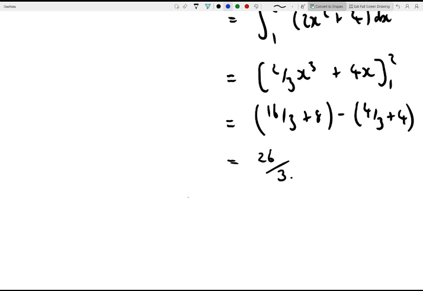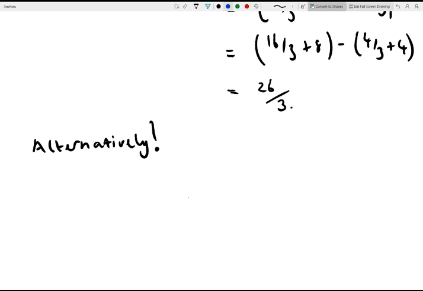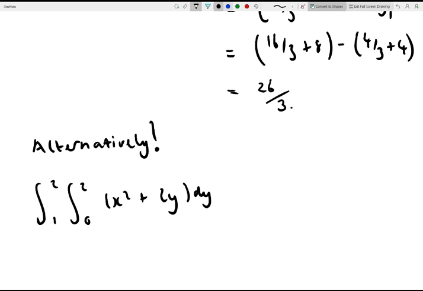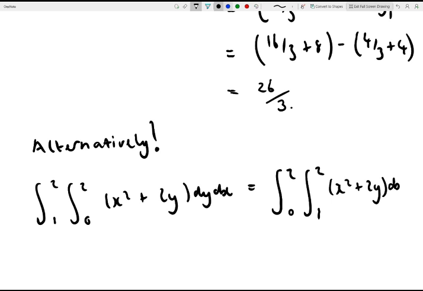Okay, so alternatively, we can change the order. So the double integral from 2 to 1 and 2 to 0 of x squared plus 2y with respect to y and respect to x. This was the original integral, but let's swap the order now. So we swap the limits so we've got from 2 to 0 and from 2 to 1. Our function remains the same, but we swap these as well.